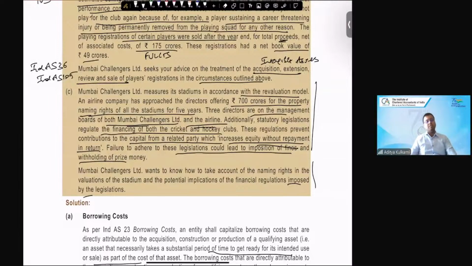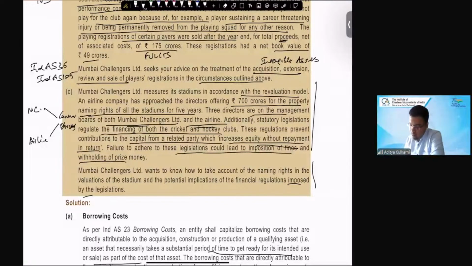Now, this is not connected to the stadium that is getting constructed in part A. It's basically all the stadiums. So an airline company has approached the directors for 700 crores. They want to put their name on the stadiums, so they get the advertising also for their name. Three directors are on the management boards of both Mumbai Challengers Limited and the airline. So I have on one side Mumbai Challengers, on the other side the airline. Both of them have common directors.